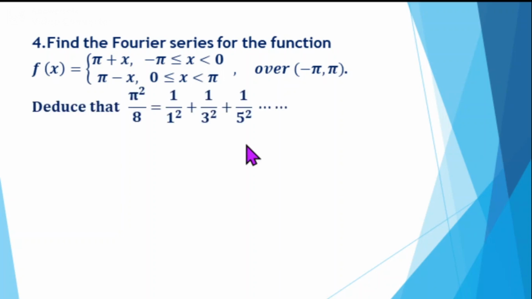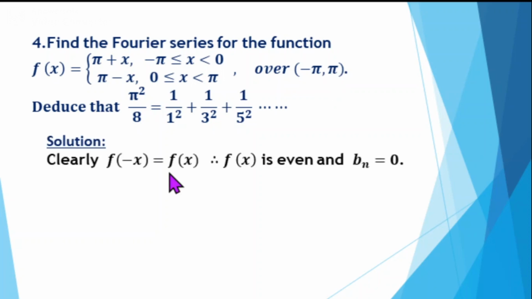So here, what is L? The function is defined over the interval minus pi to pi. Compare with the standard interval minus L comma plus L, so we get L equal to pi. It is clear that if you replace x by minus x, we get f of minus x equal to f of x. So the function is even, so bn will be 0.